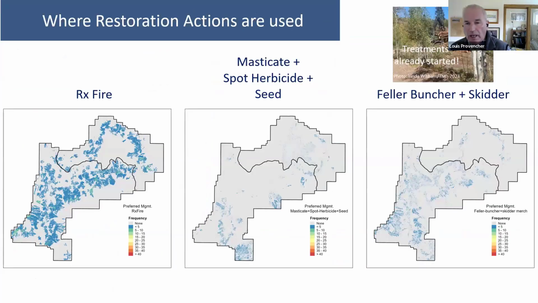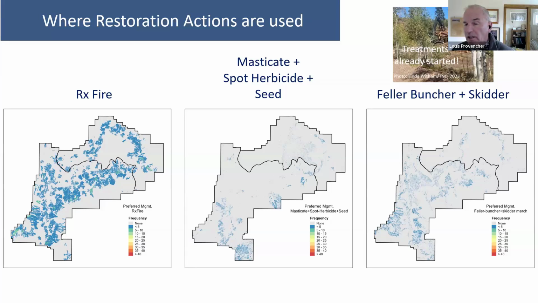One of the products you get from ecological departure partitioning, and figuring out where the treatments go with spatial simulations, is that the software will spit out a frequency raster. We do Monte Carlo simulations, so we do the actions and we replicate them with different climates and all that. So we have distinct climate scenarios. And the software will tell you where is the highest frequency of, in this case, where you should put as a manager prescribed fire, masticate, spot herbicide and seed, or feller buncher.